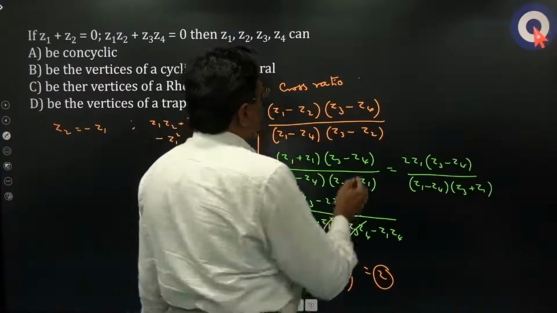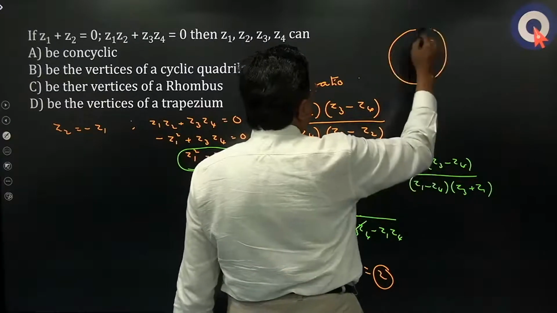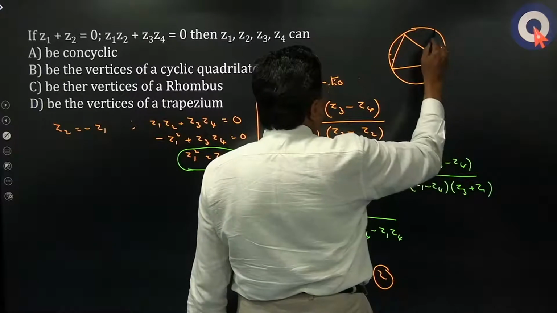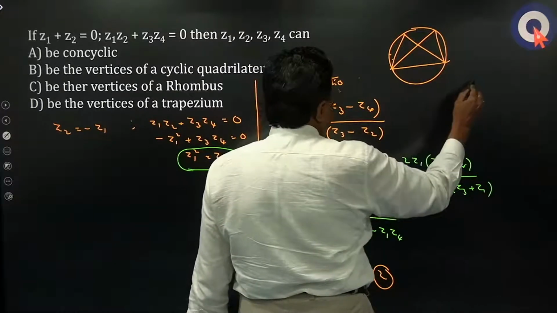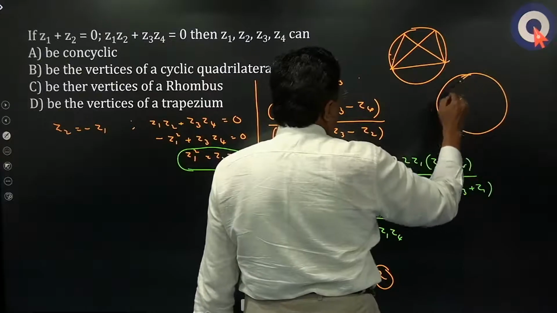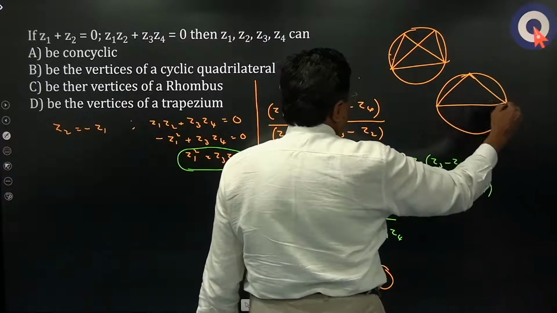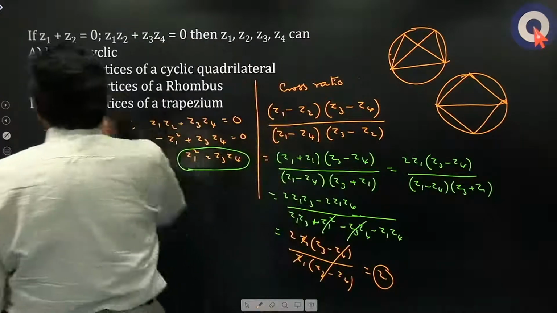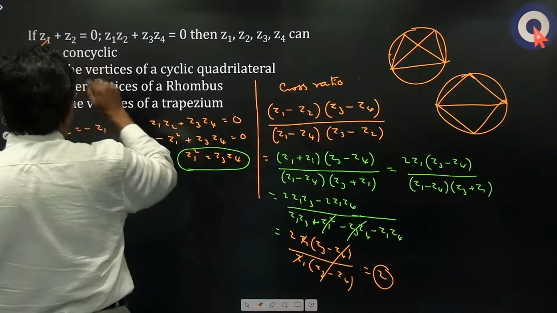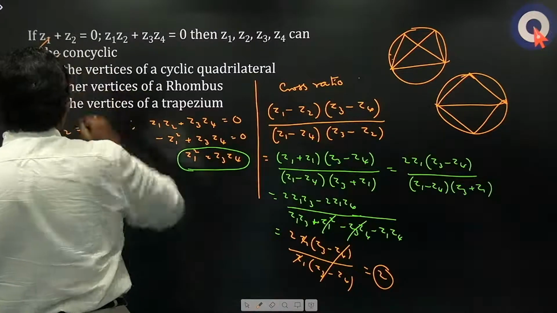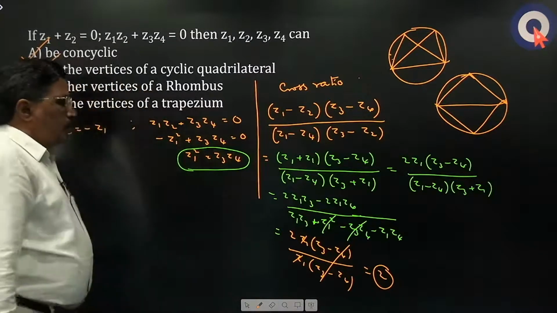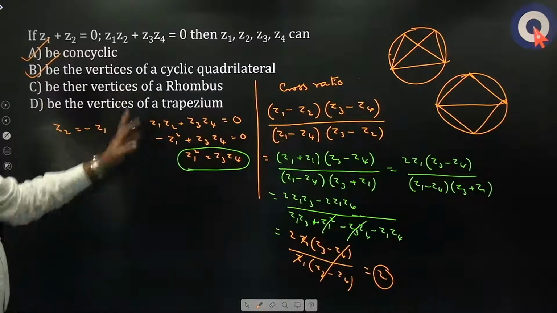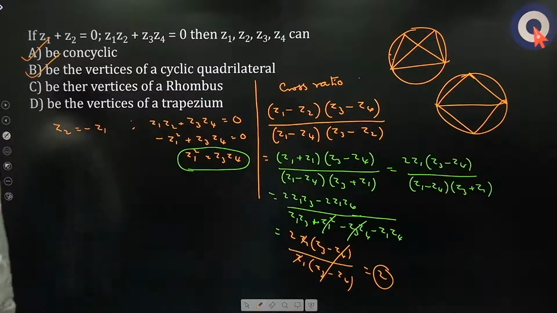So concyclic means the 4 points can be like this, or like this, or they can even be like this. So you can choose both the options, be concyclic with the vertices of a cyclic quadrilateral. Both of them can be taken, all right. So both the options are correct here. Of course, you can't say anything about rhombus and trapezium here.